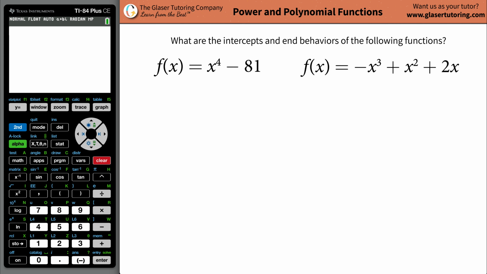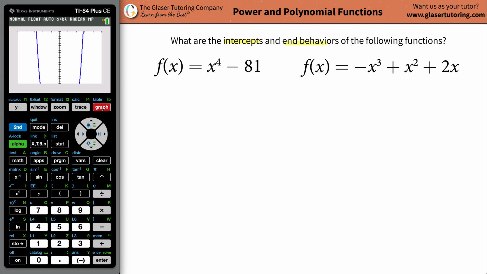All right. In any case, let's take a look at the question. It says, what are the intercepts and the end behaviors of the following functions? The first one they give us is f of x equals x raised to the fourth minus 81. So the first step, go to your calculator, literally just plug it in. So x raised to the fourth, then hit right arrow to bring the cursor down, then minus 81.